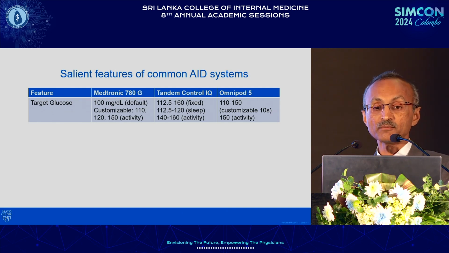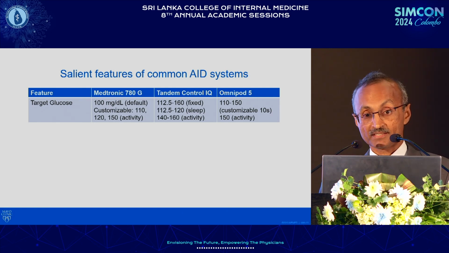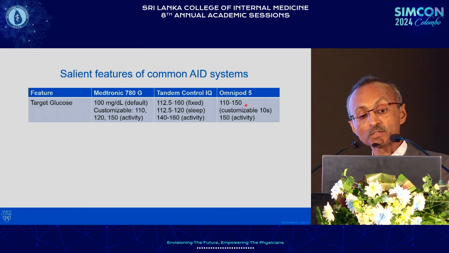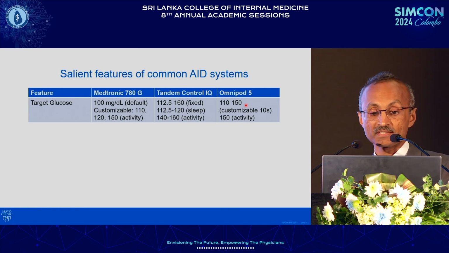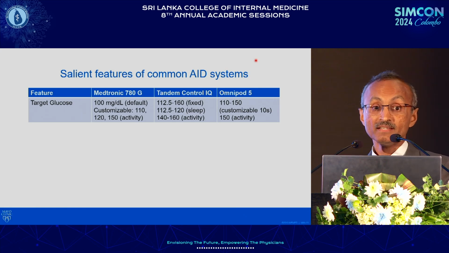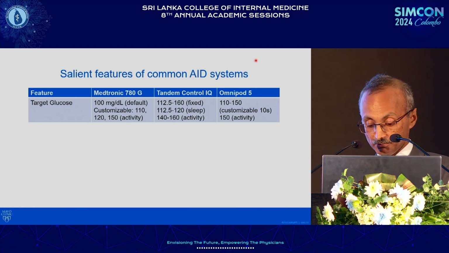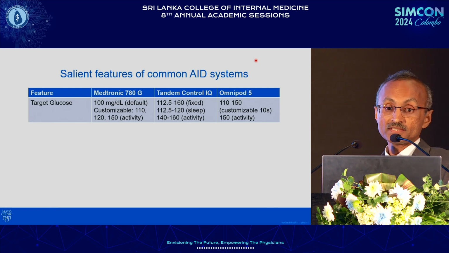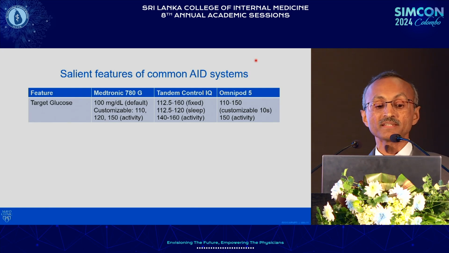Like with the Tandem, you can tell the pump, I'm sleeping. When it is in sleep mode, it tries to get the blood sugar between 112.5 and 120, as you can see here. Similarly, when you are active, you are at a higher risk of low blood sugar, so you can tell it, look, I'm exercising. Then the pump will try to keep your blood sugar between 140 and 160. You can do the same thing with the Omnipod as well. So there are some subtle differences in the target that you can set this pump to.